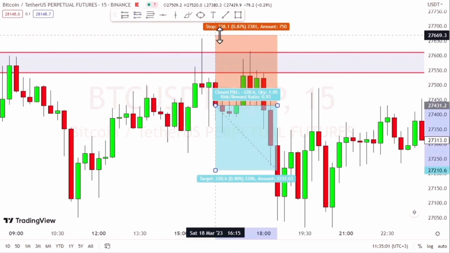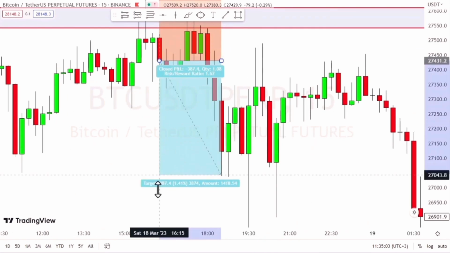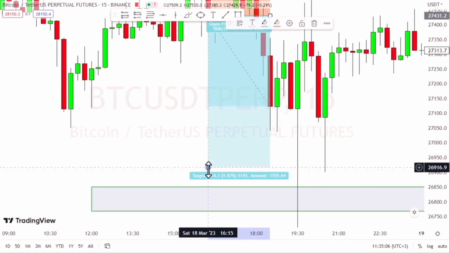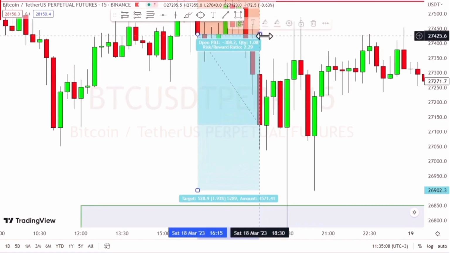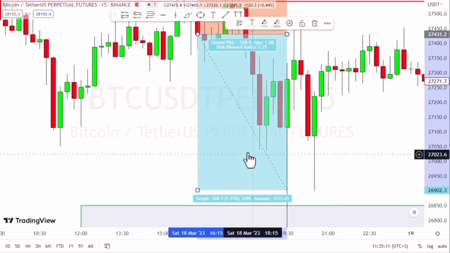If you don't know what a short trade is, you have to watch my previous videos. But if we take a short trade after the confirmation candle, which is here, I'm going to talk later on about what confirmation candles are.